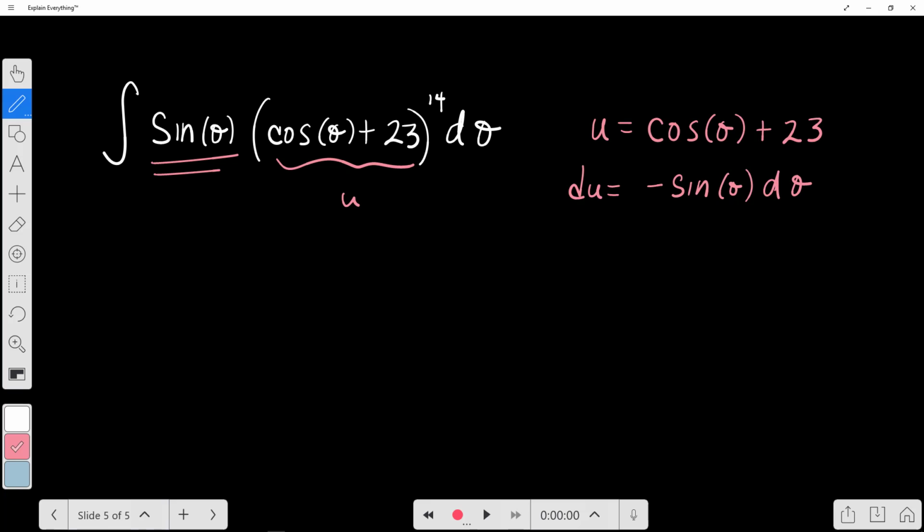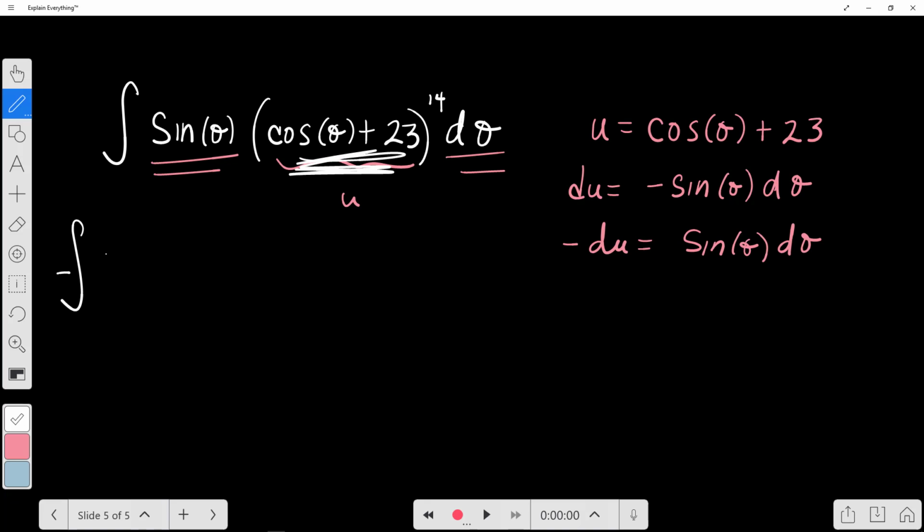I see a sine d theta, but I don't see a negative. It's all right. All I have to do is simply divide off that negative sign. So now over here, I'm going to have a negative out front. This business becomes u to the 14th. This business becomes the negative du.